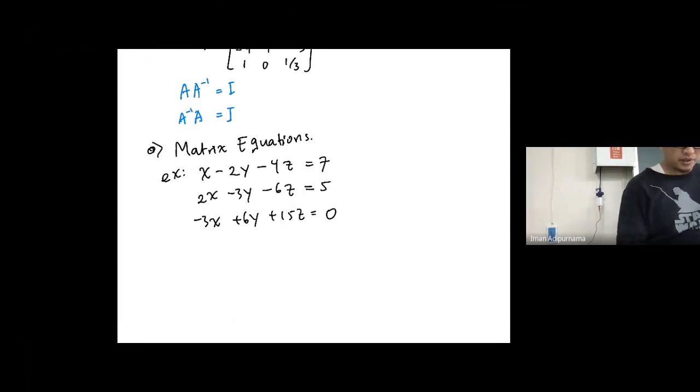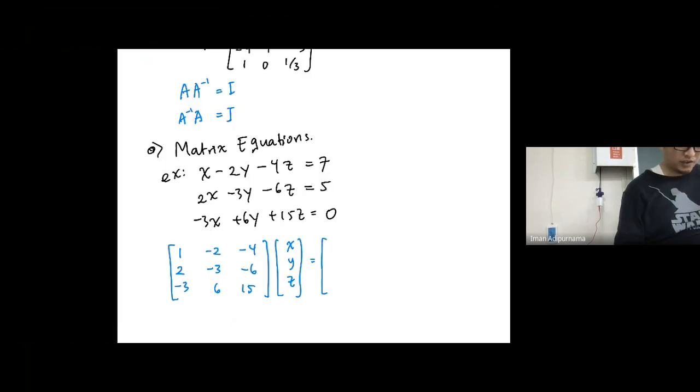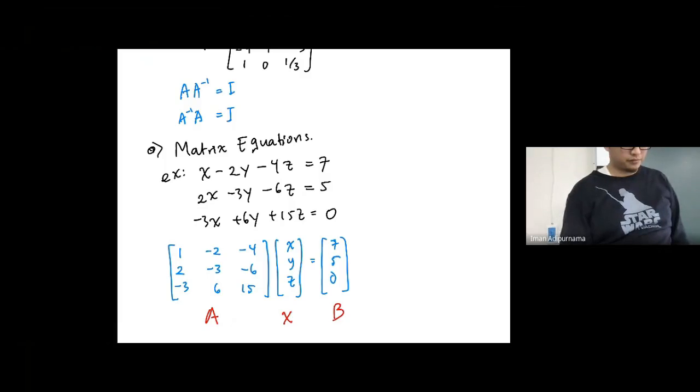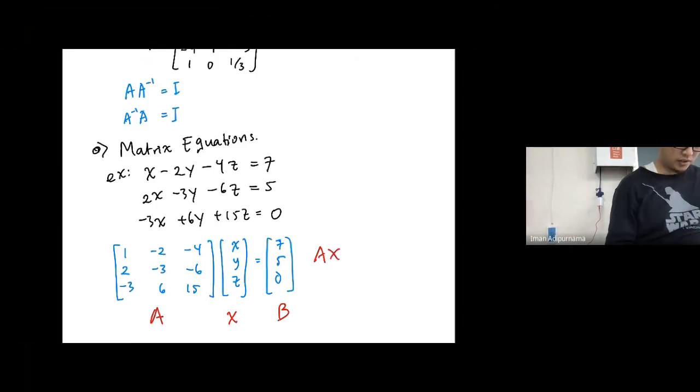Okay, we can write these equations into the form of matrix equations. So we can write all the constants, and let's write x, y, z. So this form is called the matrix equations. So this is the A, this is the X, this is B. Okay. So AX is equal to B. This is called the matrix equation form.